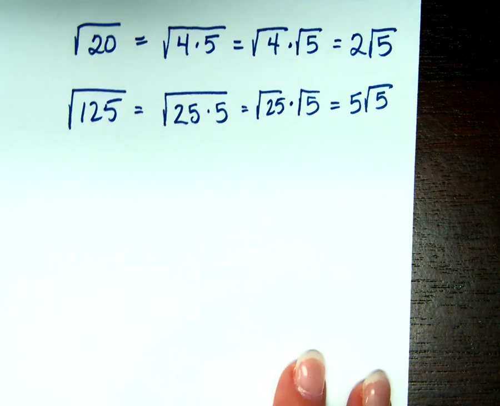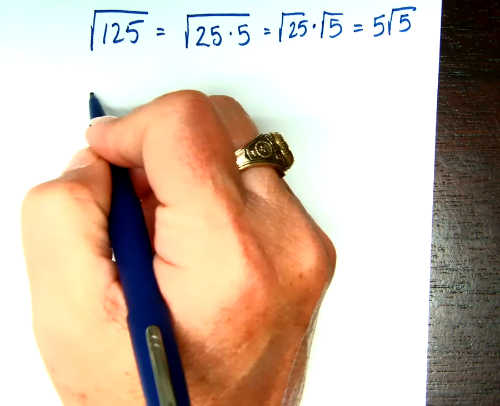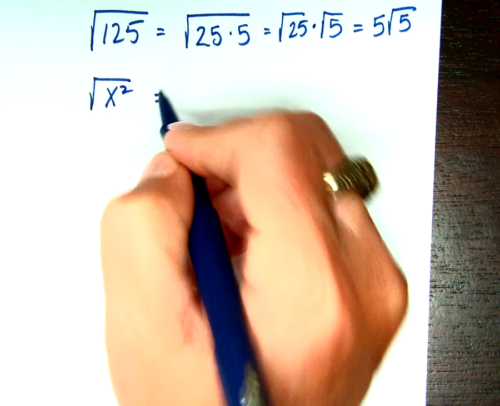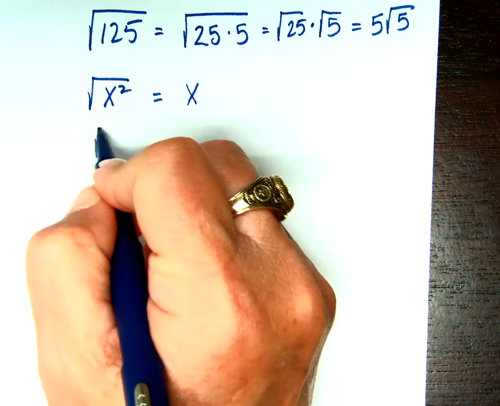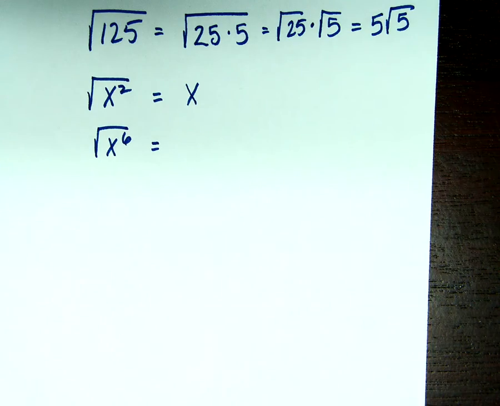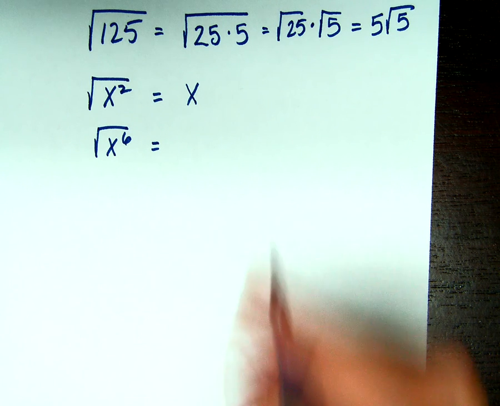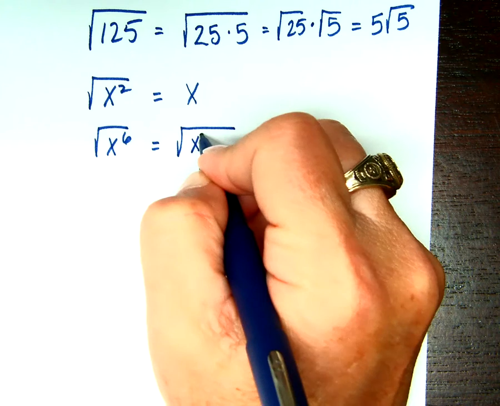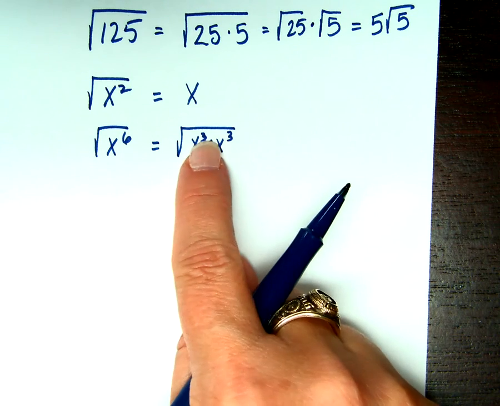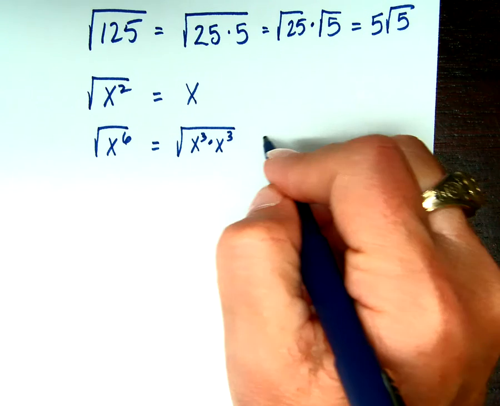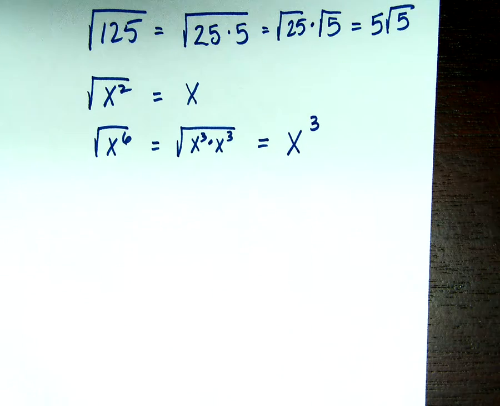So you know at some point I had to throw some variables in here, right? So let's start here. What's the square root of x squared? X. What is the square root of x to the 6th? What times itself equals x to the 6th? We have to remember exponent rules here, don't we? Isn't this the same as x to the 3rd times x to the 3rd? When we're multiplying like bases, don't we add our exponents? So what is the square root of x to the 6th? X to the 3rd. Does that make sense?